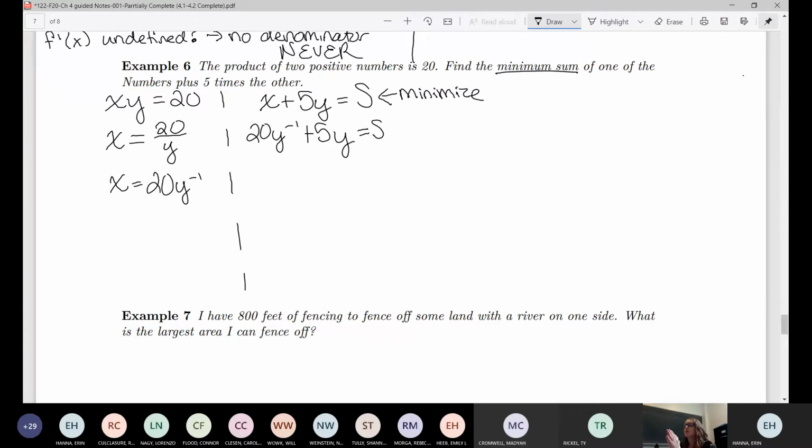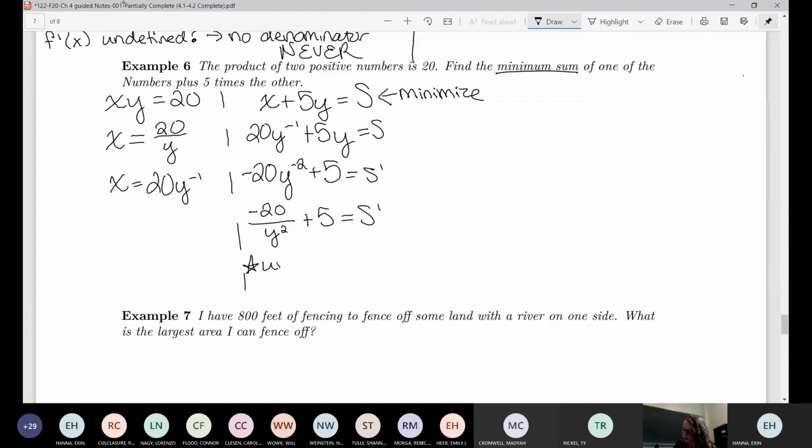Since we want to minimize something, remember, whenever you want to maximize or minimize, whether local or global in general, the first thing you always need is the critical points. So we'll need to find the derivative and set it equal to 0. So we need s prime. The derivative of 20y to the negative first is a power rule. Bring the power down, you'll get negative 20. Subtract 1 from the power, you'll get negative 2. And the derivative of 5y is 5. Technically, this will be negative 20 over y squared plus 5 equals s prime.